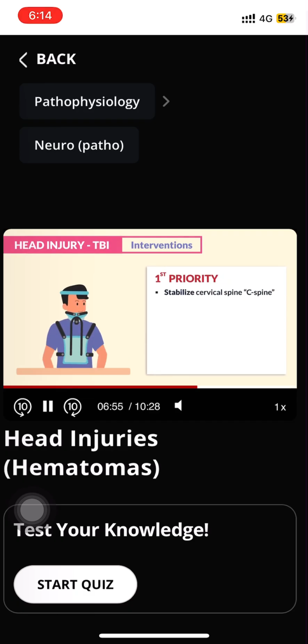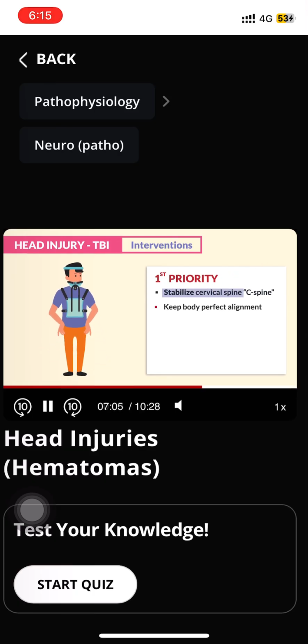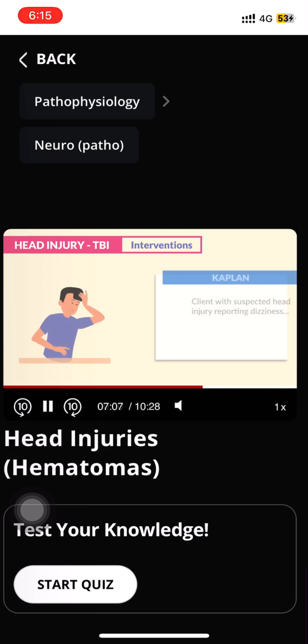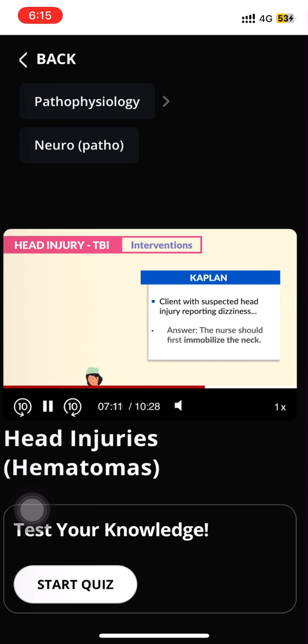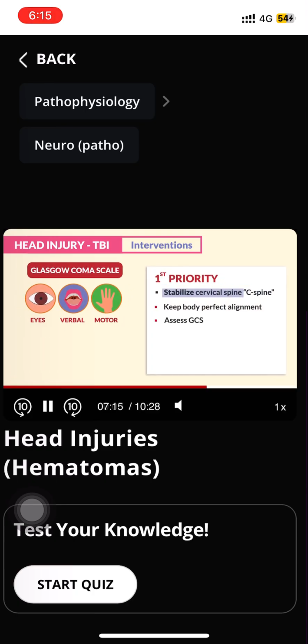Now, as far as interventions for any type of head or spinal injury, the first priority to write down is you must stabilize the cervical spine, also called C-spine. You have to keep that body in perfect alignment. So Kaplan states, a client with suspected head injury reporting dizziness, the nurse should first immobilize the neck. Then we assess the GCS, the Glasgow Coma Scale, frequently.